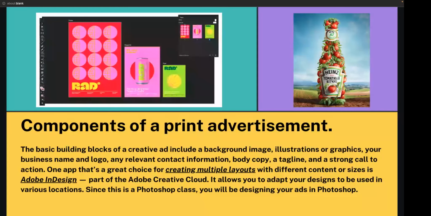What are the components of a print advertisement? The basic building blocks of a creative ad include a background image or illustrations or graphics, your business name and logo, any relevant contact information, body copy, a tagline, and a strong call to action.